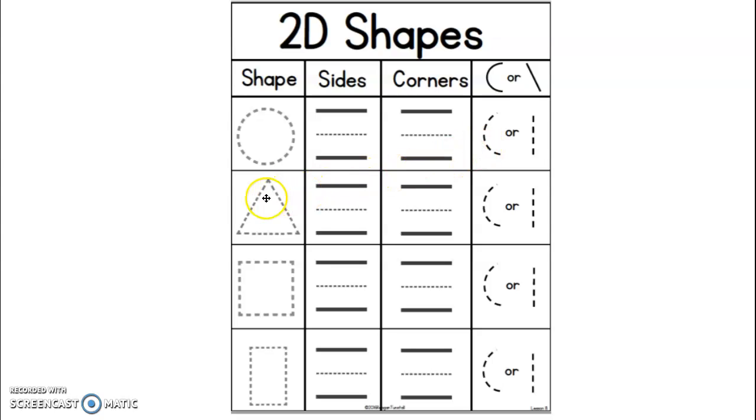Then you're going to come down to the next shape and you are going to trace the gray dotted lines. You're going to count the sides and write how many there are. And then you're going to count the corners and you're going to write how many there are.